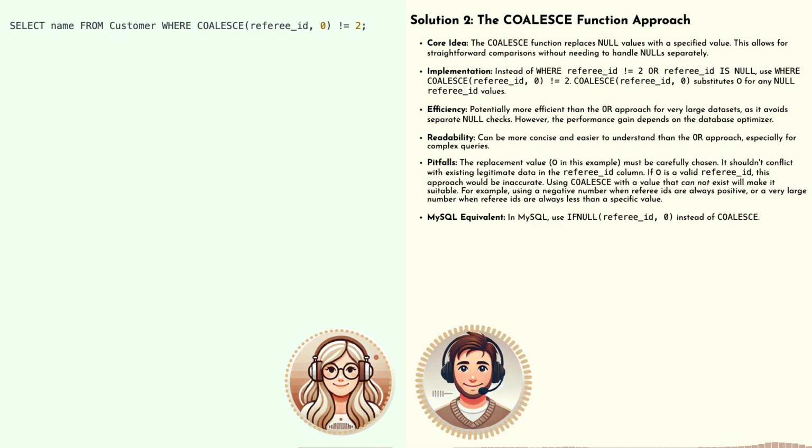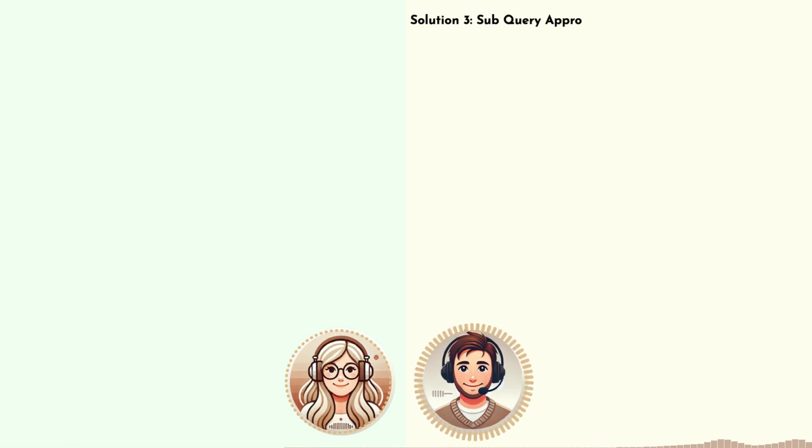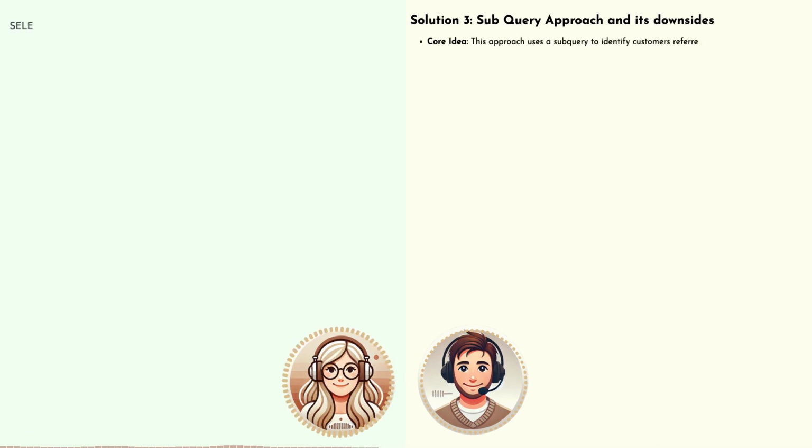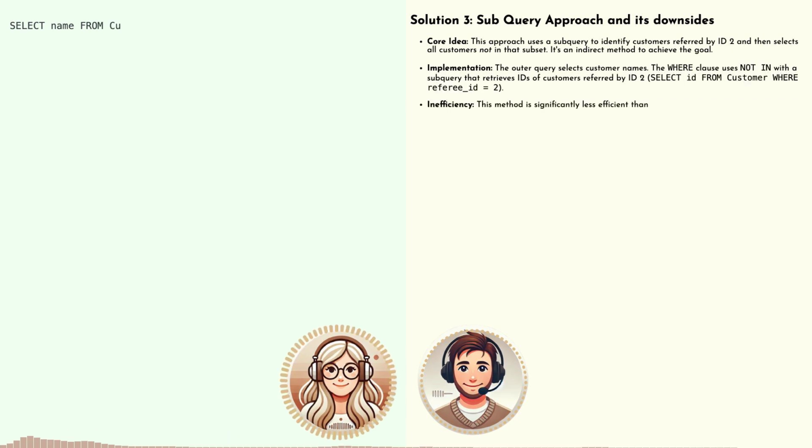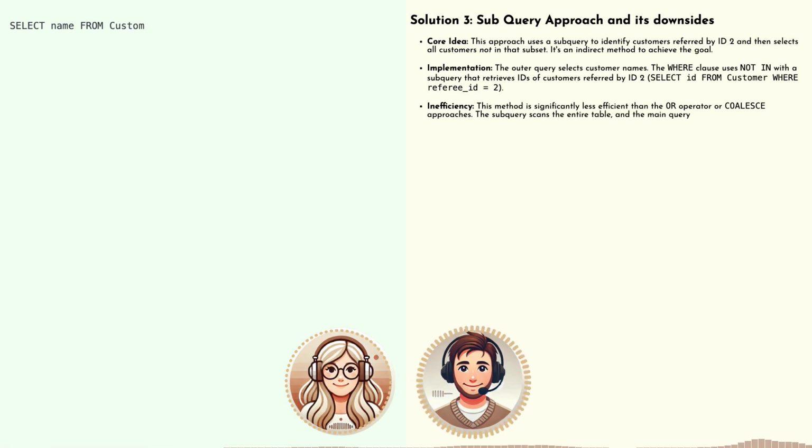But before we get too deep into the specifics of this solution, let's take a step back and explore some other approaches. Are there any other ways we can solve this problem? Well, there's another way we could tackle this. And it uses a subquery to filter out customers referred by customer ID 2. It's a bit roundabout, but it shows a different angle to the problem. Oh, subqueries. They can be powerful, but yeah, sometimes they make my head spin.